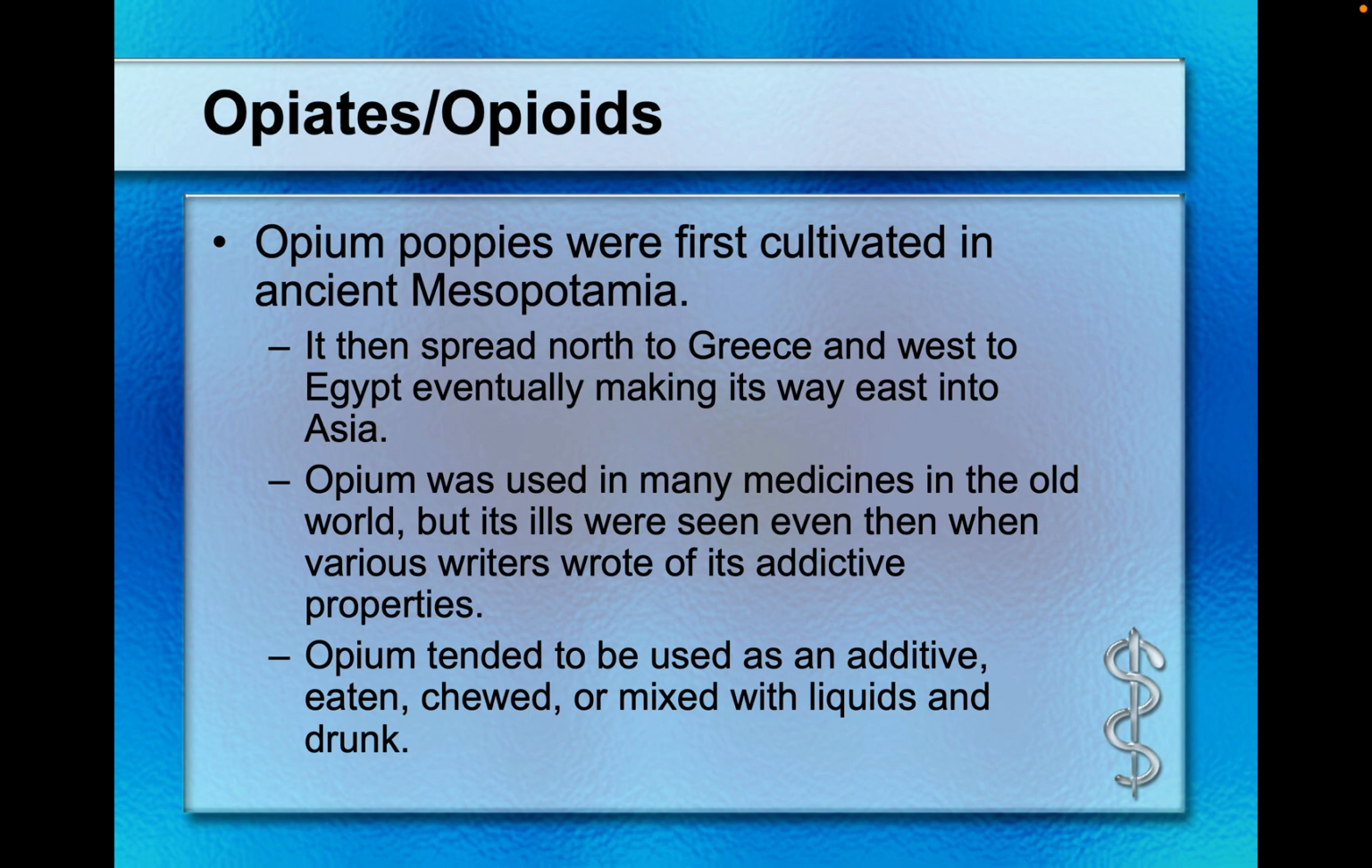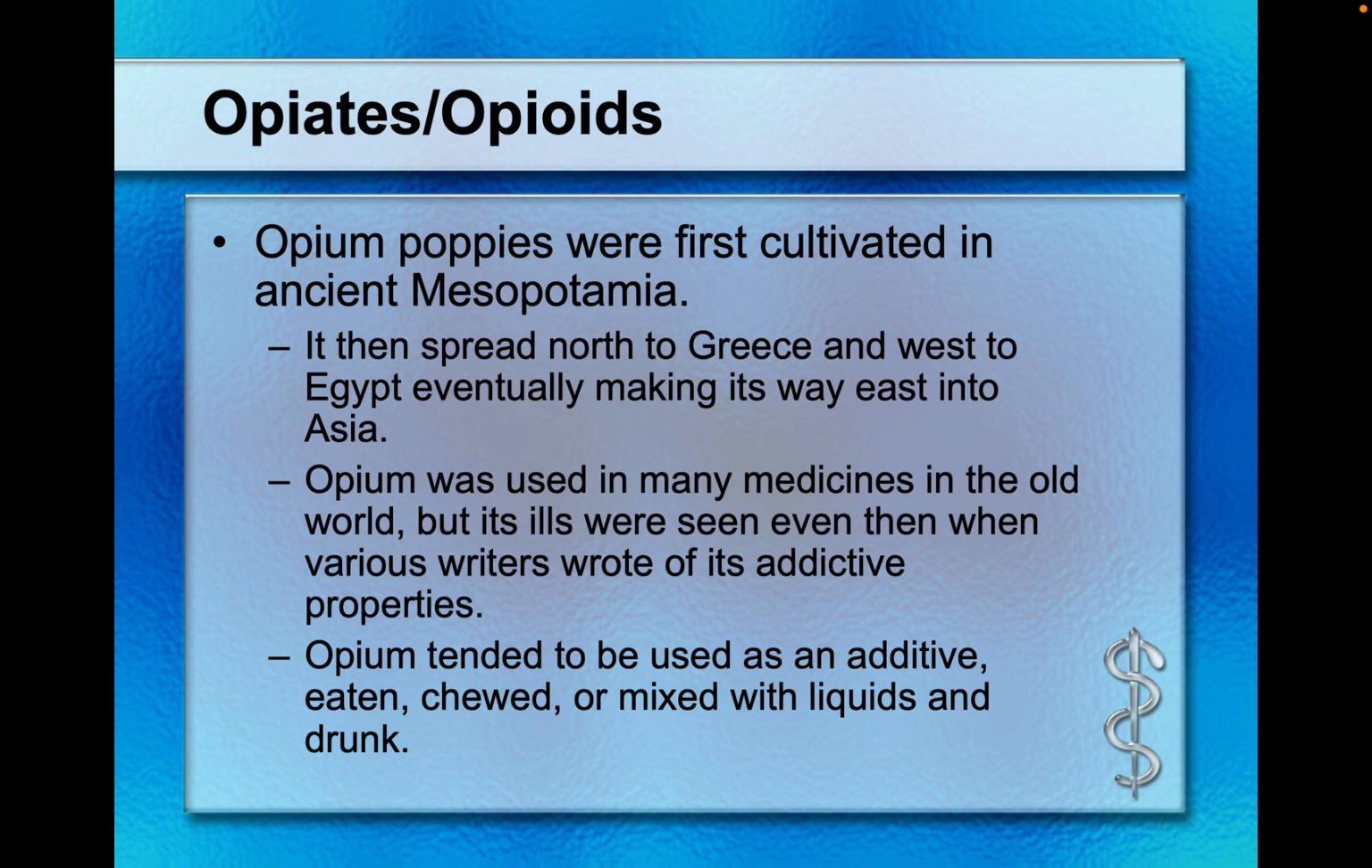Opium poppies were first cultivated in ancient Mesopotamia. It then spread north to Greece and westward to Egypt, eventually making its way east into Asia. And these are where civilizations developed in Egypt, Greece, and in China. India is another place where civilizations developed. They also developed in the New World, but it was later because humans started in Africa and had to wander their way to land masses, and they didn't come to North and South America until later.